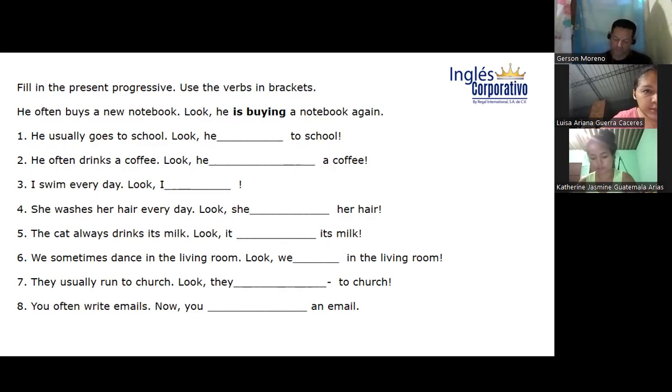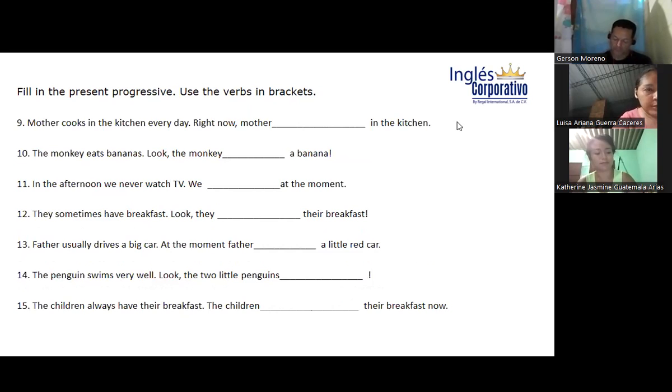You often write emails. Now you are writing an email. Yes, you're writing an email. So you can see the answers in the chat. The spelling form, you say running, also writing, dancing, so you can see the spelling form. Let's conclude with the next exercise we have here. That is a very similar structure too.